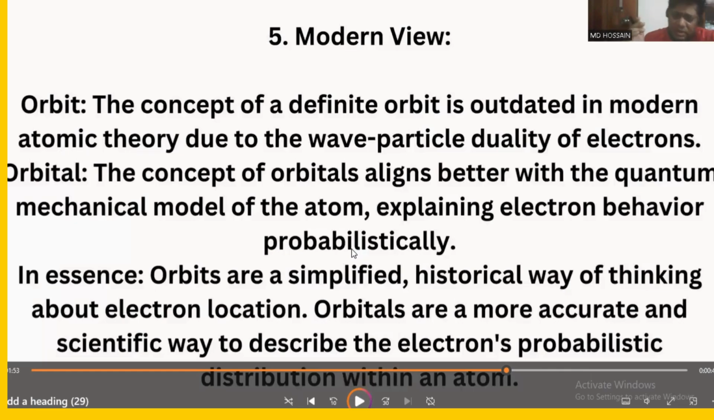The next slide, next definition, that is orbital. The concept of orbitals aligns with the quantum mechanical model of the atom, explaining the electron behavior probabilistically.